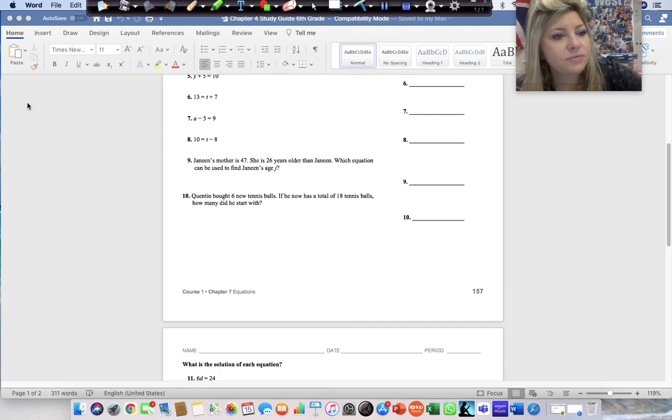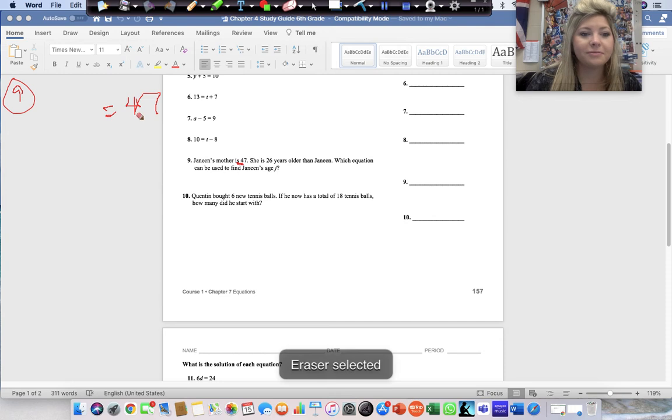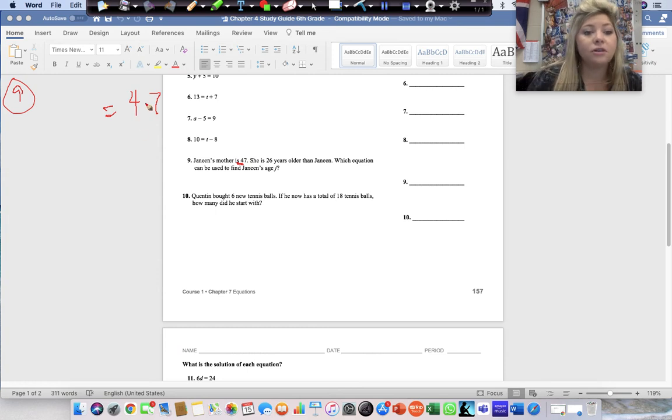Okay, for number 9. It says Janine's mother is 47. Anytime we see is when we are working with math, that is our equal sign. So is 47 means equals 47. Okay, so we have to figure out what equals 47. Just gonna have to keep erasing and rewriting. So she says that her mom is 47. And the mom is 26 years older than Janine. So we have Janine, and then her mom is 26 years older than that, which means we need to add 26 to Janine's age, and that gives us her mom's age, which is 47.